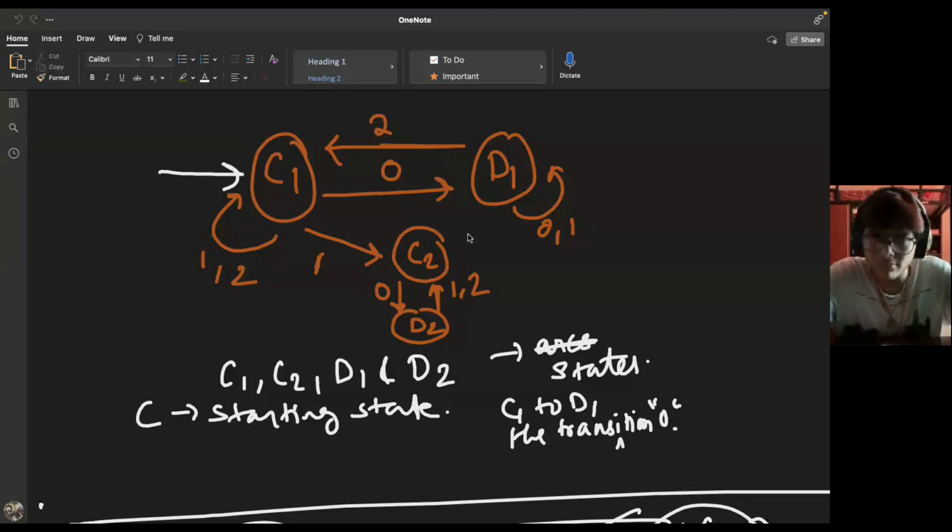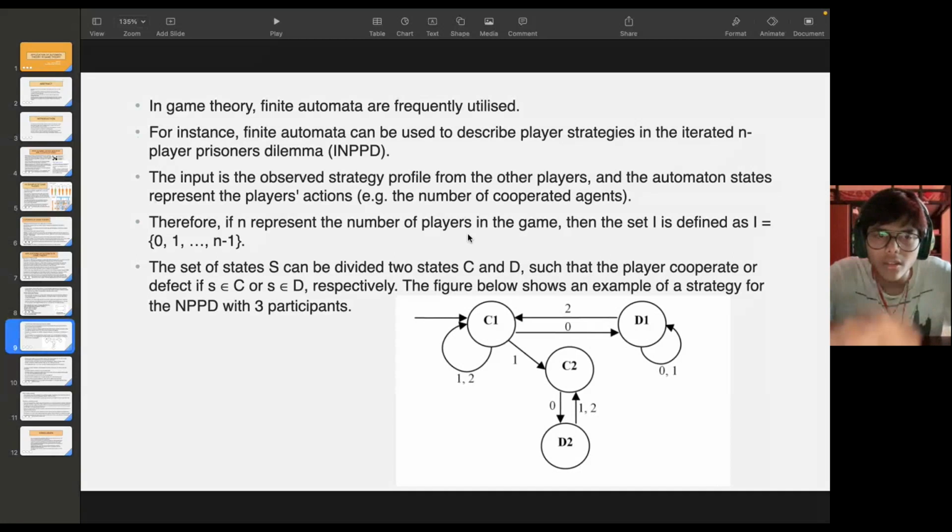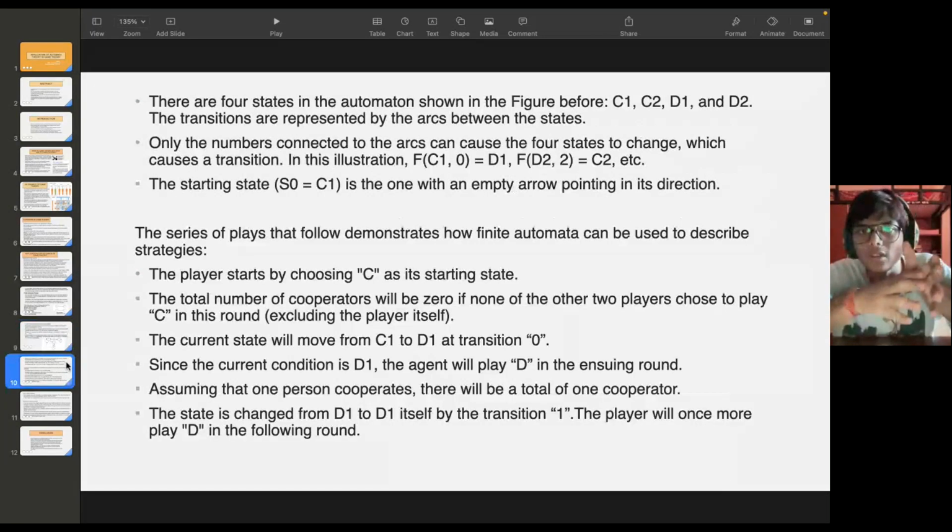Great. Now, there are four states in the automaton shown in the figure: C1, C2, D1, D2, right? The transitions are represented by the arcs between the states. What are the arcs? They are between the states. Now, only the numbers connected to the arcs can cause the states to change, which causes a transition.